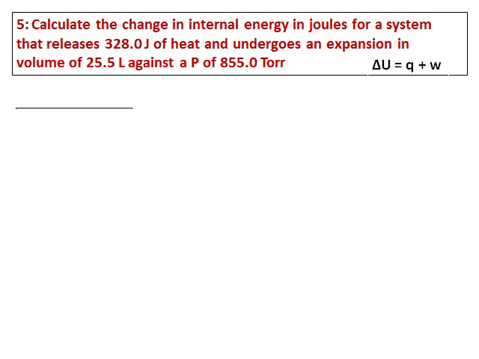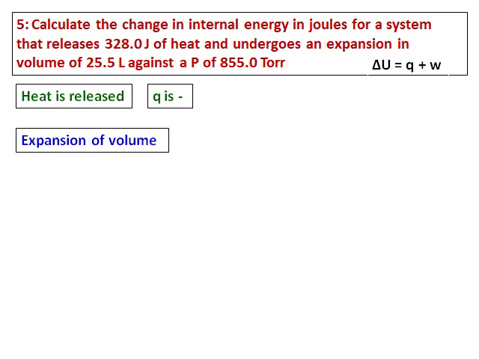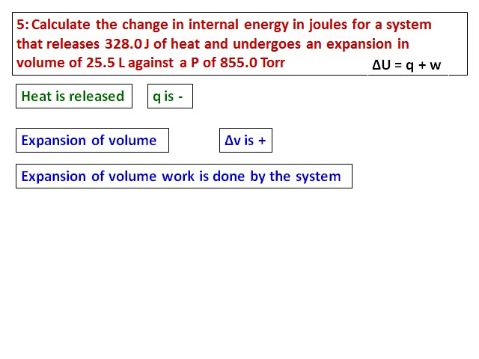Before going into the question, let's just write down the facts which we already learned, or revise them. It says heat is released, and hence Q should be negative. And it says expansion of volume. Whenever expansion happens, delta V is positive. And expansion of volume means work is done by the system, and W is negative. This is just revising whatever we have learned earlier.